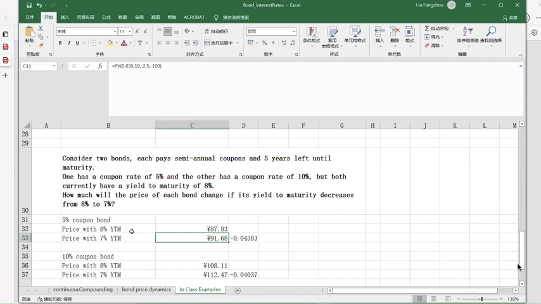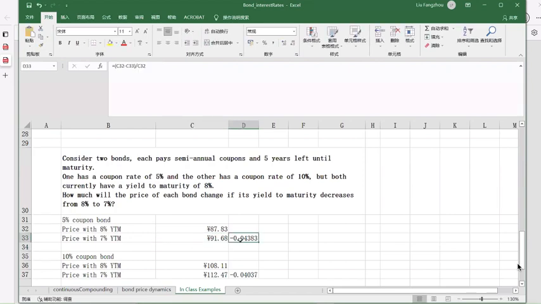The discount rate is actually 3.5%, because your period interest rate is half of 7%. That's your period interest rate. And here you have 10 periods, and negative 2.5, negative 1. So that's the idea.